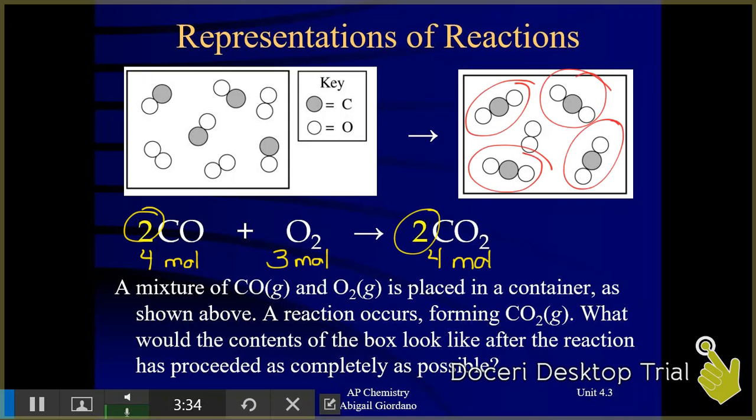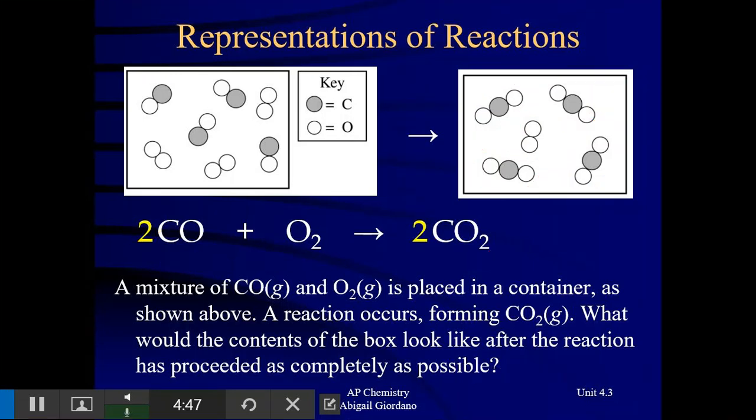But I didn't use up all of the oxygen. I had some left over right here. This gets into something we're going to talk about in 2 subunits from now about limiting reactant and excess reactant, but you don't really have to think about that so much here. You can literally just rearrange the atoms. Okay, let's look at another example.